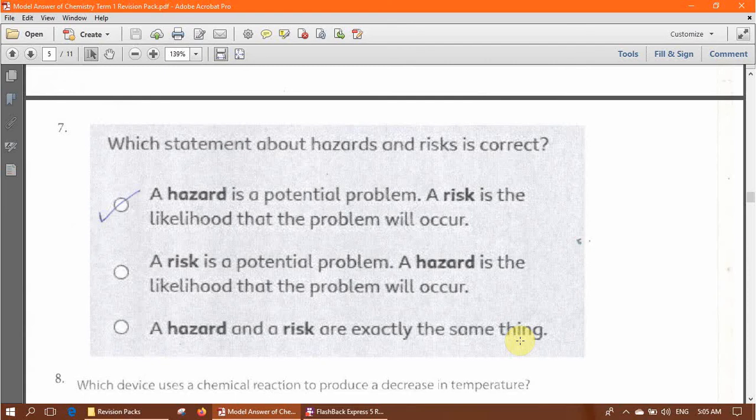Okay, the risk is the chance of the harm caused by the hazard. So here it is the likelihood, the chance, the probability of the harm or of the problem caused by the hazard. If you're, for example, going up the stairs quickly, if you're rushing, then you are at high risk of falling down. If you are going up slowly, then you are at a low risk of falling down.